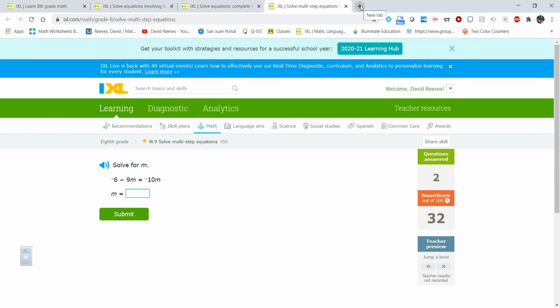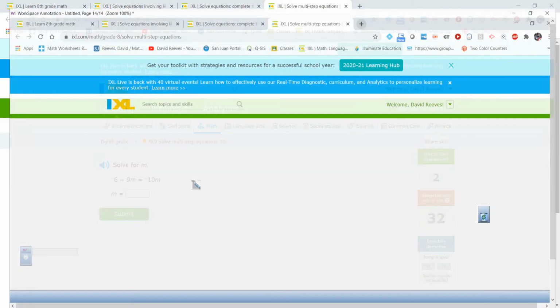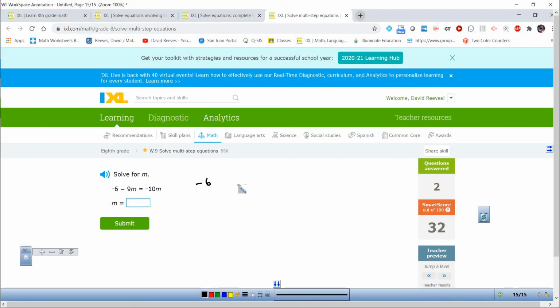Okay, now we've got an equation with variables on both sides, right? So let me rewrite it here. Negative 6 minus 9m equals negative 10m. All right, so when you have variables on both sides, what did Mr. Reeves say? Find the smaller one and get rid of it. Now, in this case, I'm going to make an exception. Here's why. Negative 10 is smaller than negative 9, right? Remember, this is actually subtracting a positive, but it's the same as adding a negative, right?